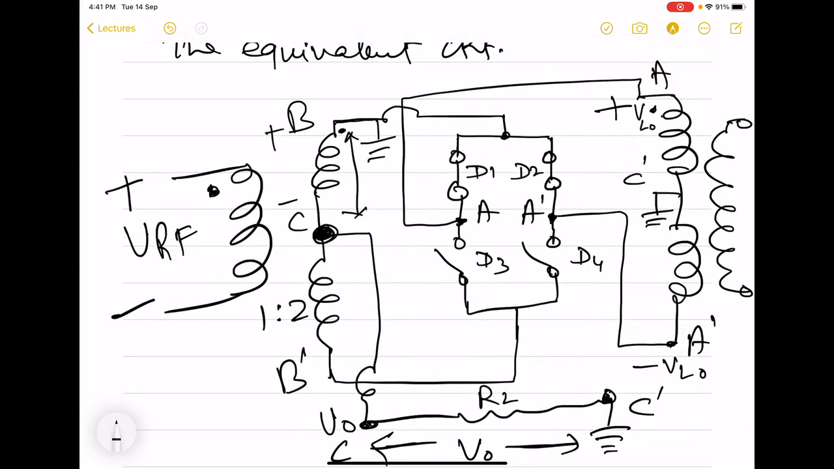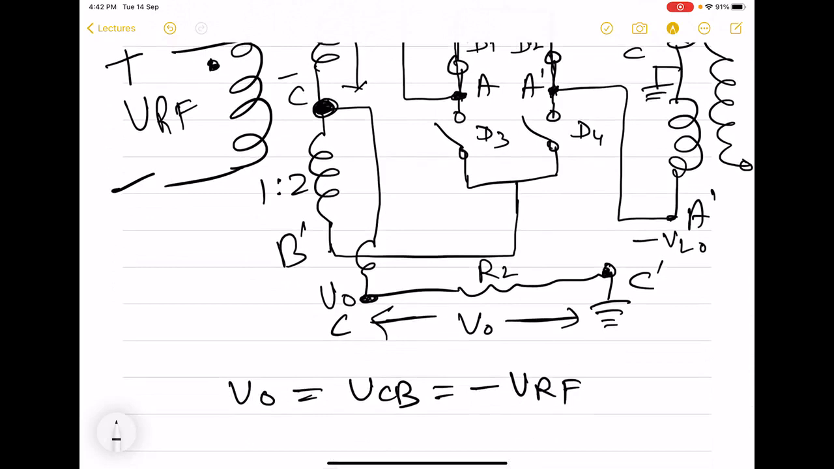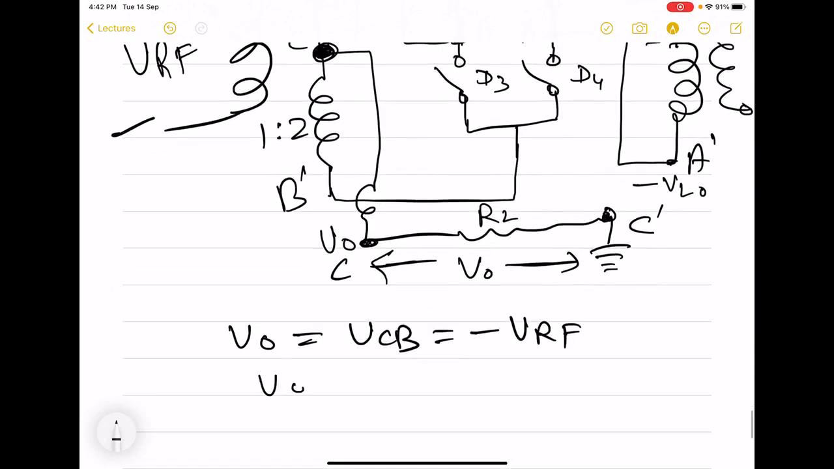Excuse me, sir, how is B grounded? Because you can see that node A is plus VLO while node A dash is minus VLO. And these two nodes, they have been short circuited because of D1 and D2. Okay, sir, got it. So D1, D2 has short circuited A and A dash, which are of opposite polarity. So we find that output is minus VRF. So we can write that VO is equal to minus 1 into VRF. So this is the story during the first half of LO.